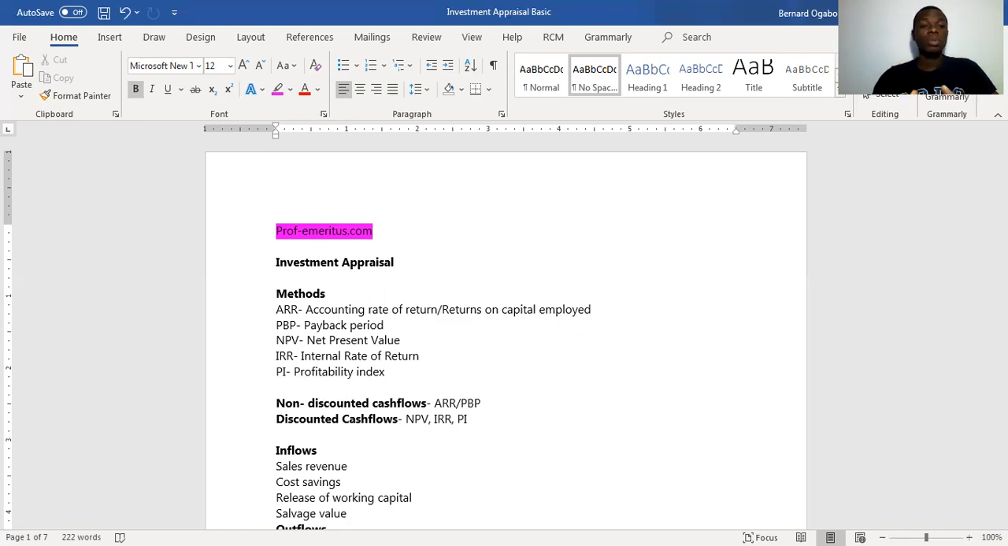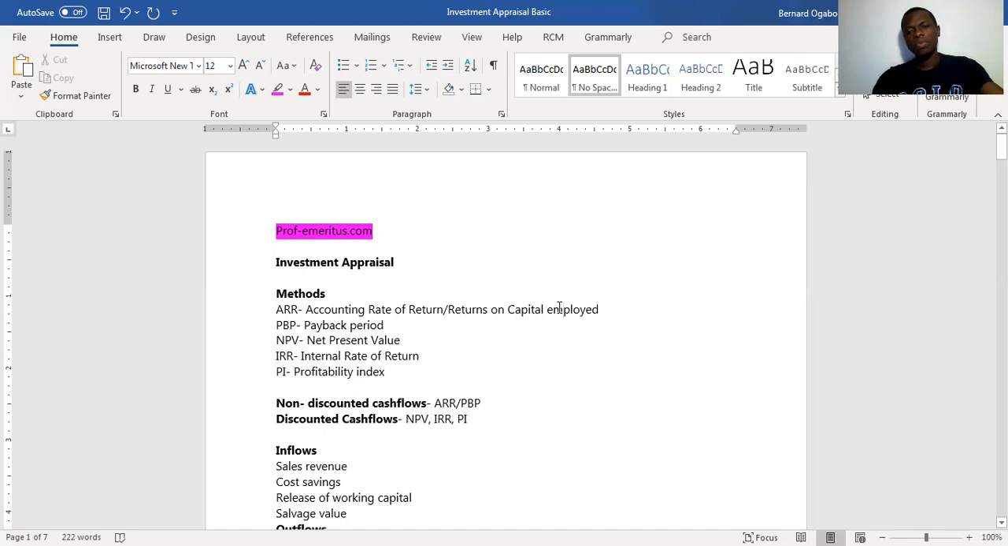So there are methods that we will use to test the viability of these projects that we are going into. And as you've seen listed here on the screen, we have the accounting rate of return, which is also known as return on capital employed. Return on capital employed is also known as accounting rate of return as far as financial management is concerned.